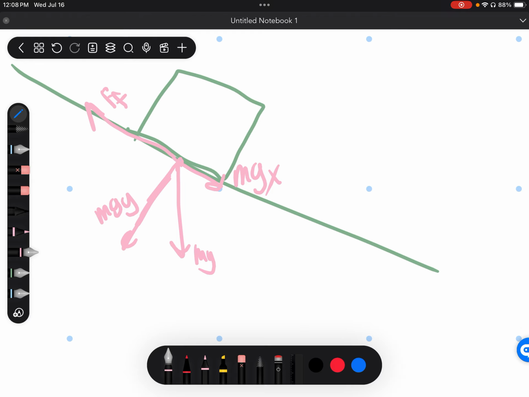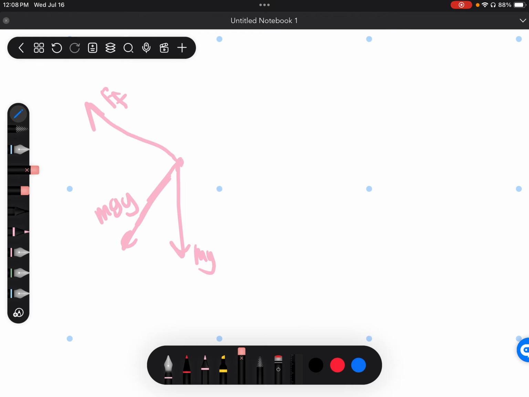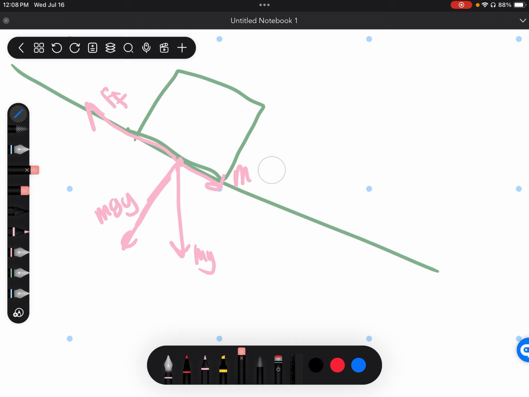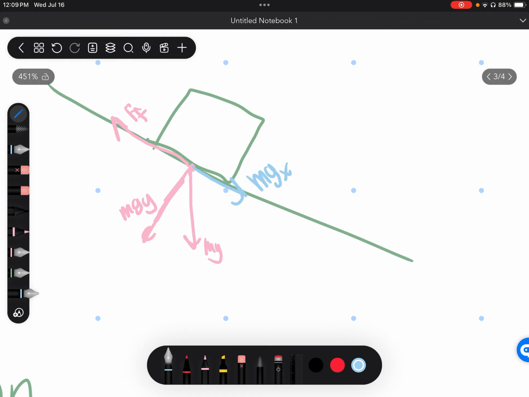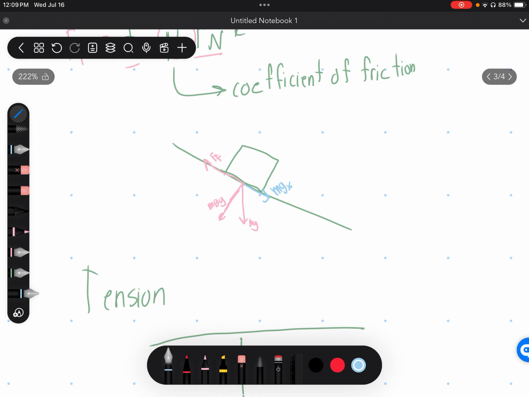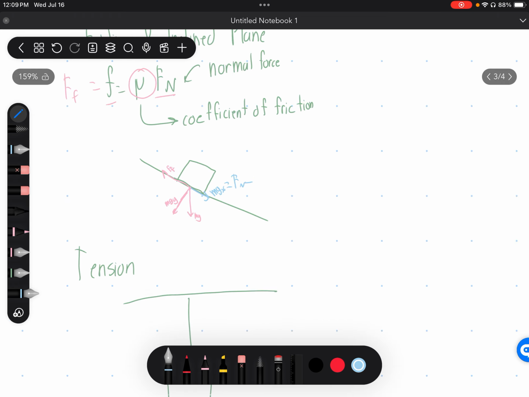And then let me write in a different color. You see that this blue that I have written right here, that's mgx. And notice how mgx goes across the force of friction. But mgx can also be written as Fn. So that's why we see that Fn right here. Because on an inclined plane and any other plane, you'll see that the normal force is counteracted to the force of friction.